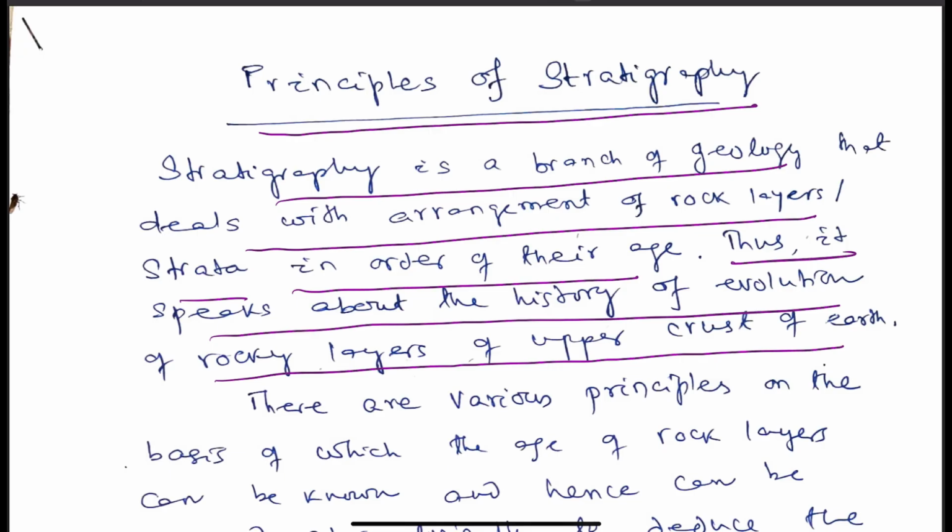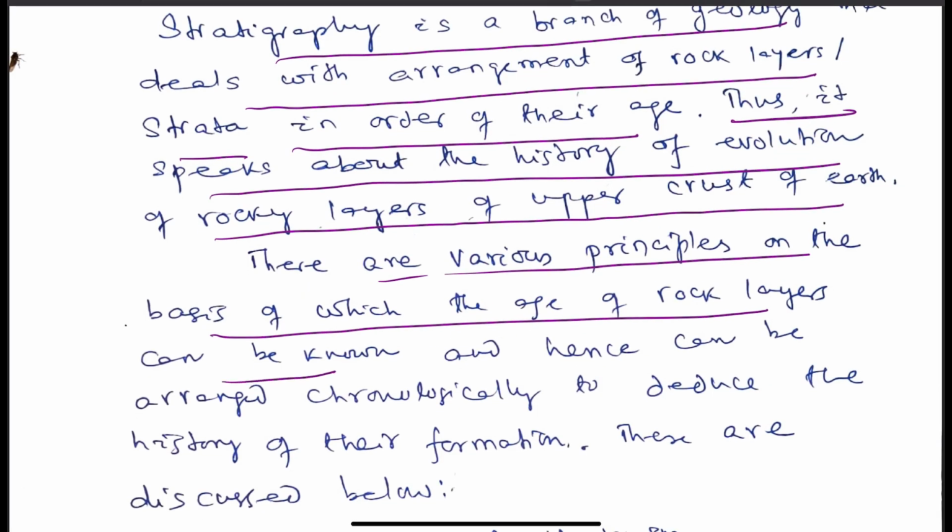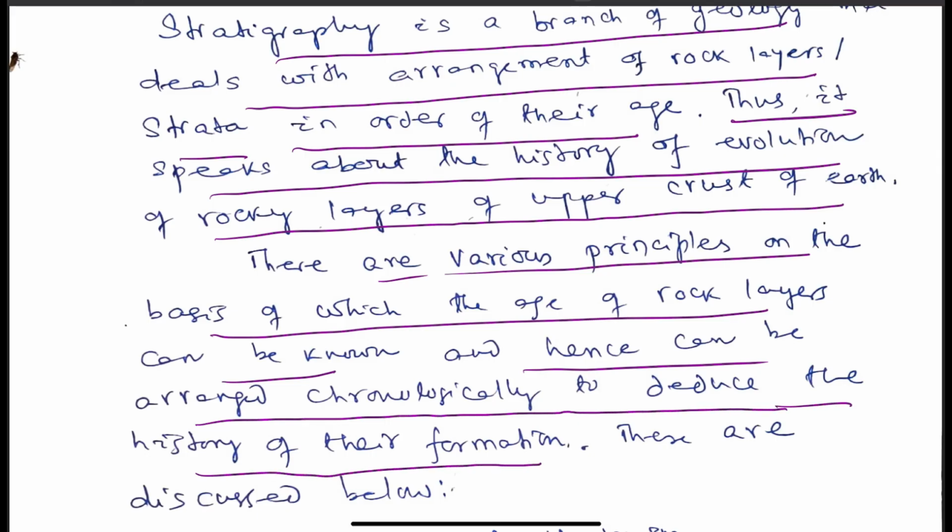So, stratigraphy is the branch of geology which essentially deals with the history of evolution of the rocky layers of the crust and their arrangement in terms of their age. There are various principles on the basis of which the age of the rock layers can be known and hence can be used to arrange the rocks chronologically to deduce the history of their formation.